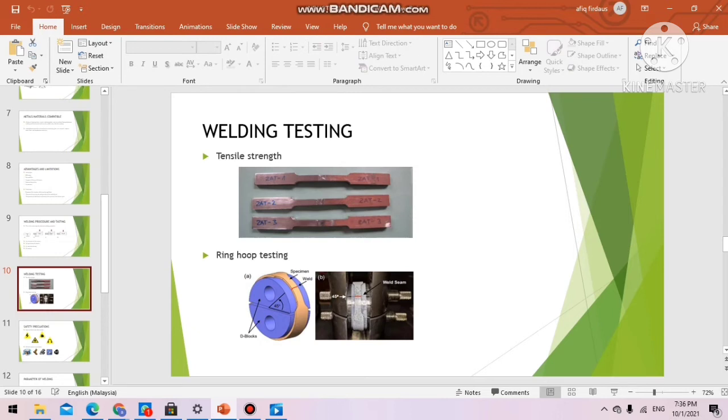For the welding testing, induction welding uses a tensile strength test. And second, induction welding also uses ring hoop testing to determine the hoop flow stress property of tubular specimens. The ring hoop strength test uses a ring hoop tensile test apparatus. They implemented the 3D digital image correlation method, DIC, to measure and confirm the pressure condition in the specimen length measurement.